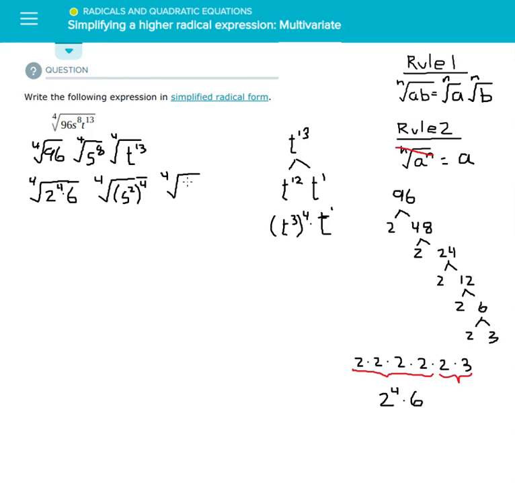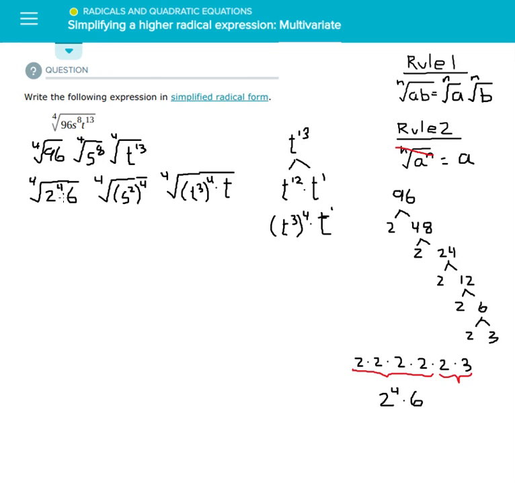So we found a new way that we can write t to the 13. We can write it as t to the 12 times t to the 1. Again, those exponents add when we're multiplying. Now the t to the 12, we found out that we can write it as t raised to the third, and then that raised to the fourth. And that's where the rule is going to come in. Again, this is all still multiplied times this extra little t.